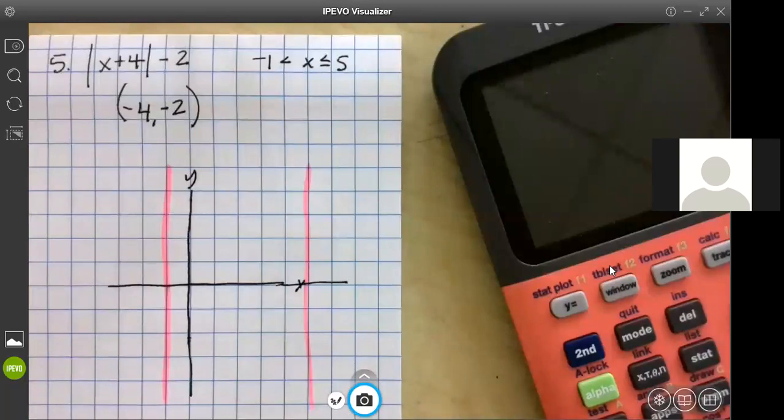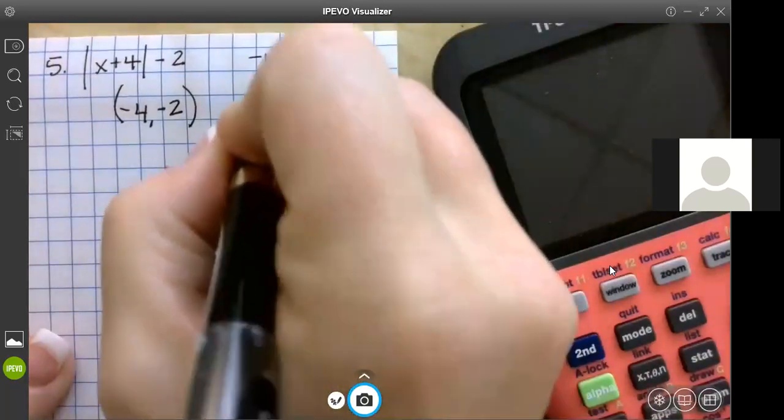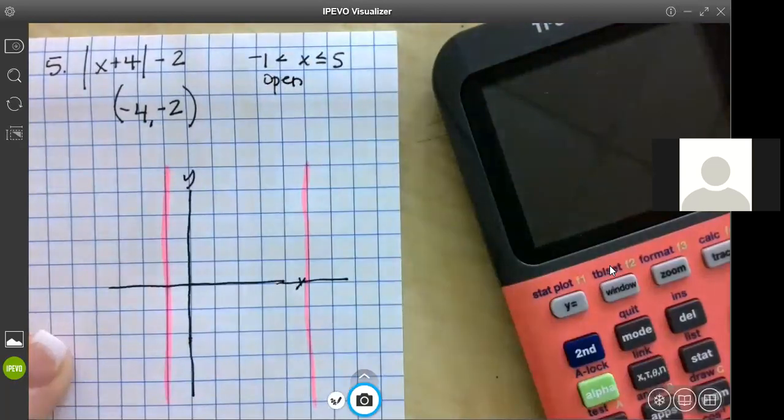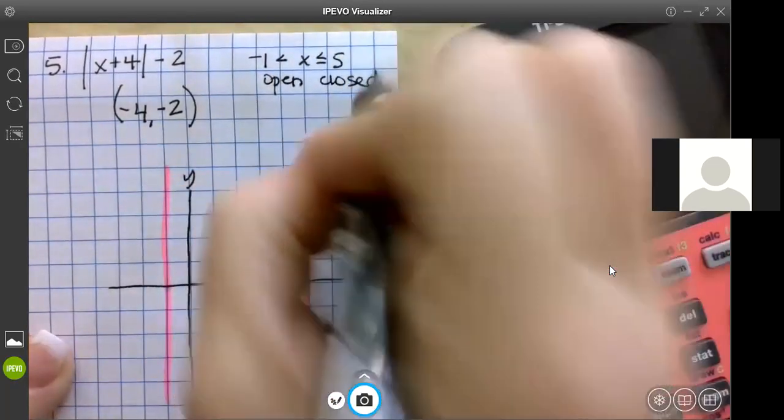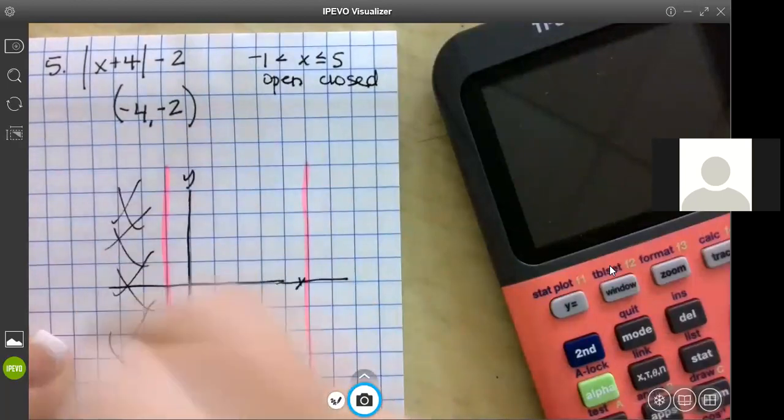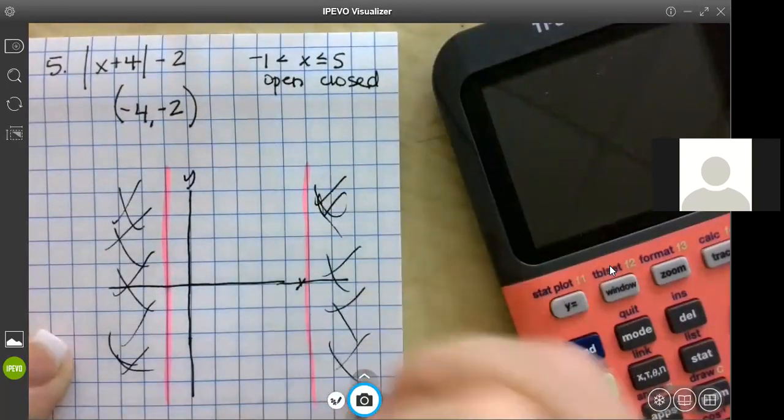So now, on -1, it's open because it's not equal to. On +5, it's closed. And remember, we only graph between.